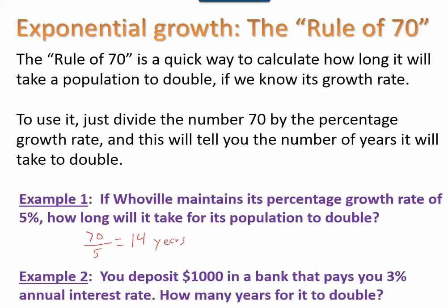So if you put your money into a bank account that gets 5% interest rate, it would double after 14 years. Example 2, you deposit $1,000 in a bank that pays you 3% annual interest rate. How many years for it to double? So 70 divided by 3, whatever that number is.